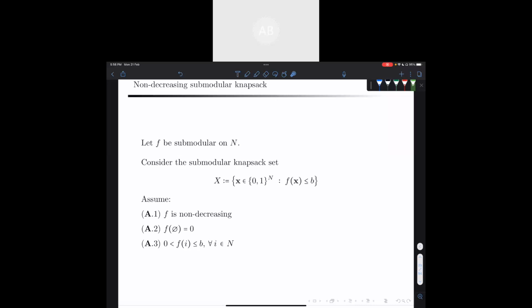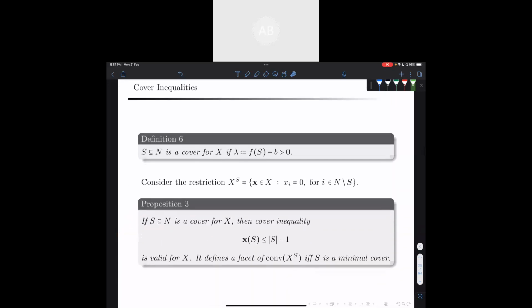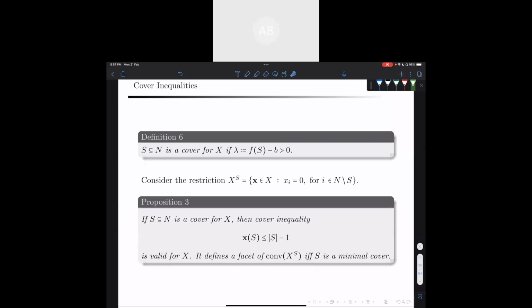These assumptions are just making sure that things are nice, and nothing is super crazy. So, except for the first assumption, which is sort of more defining in nature, these two can be made without loss of generality. And if that is indeed your set, I would like to introduce the notion of what are covers or some sort of forbidden minors or infeasible solutions, right?